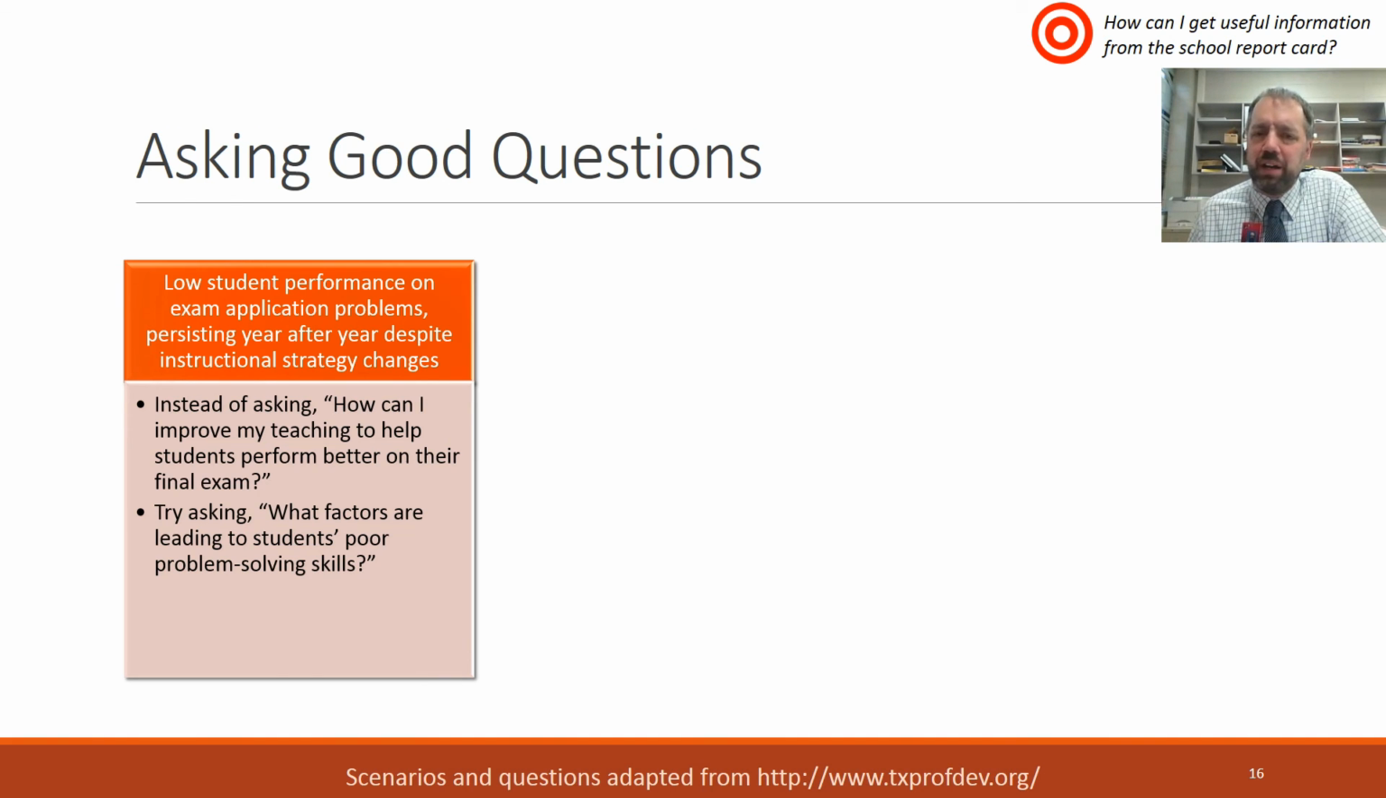But the focus shouldn't be on you. The focus should be on the students and what is useful in your context. So instead of that, try asking something like, what factors are leading to students' poor problem-solving skills? Now, it might be that they're missing some key information from previous classes. It might be something else. It might be you. It might be that you're not good with application problems.